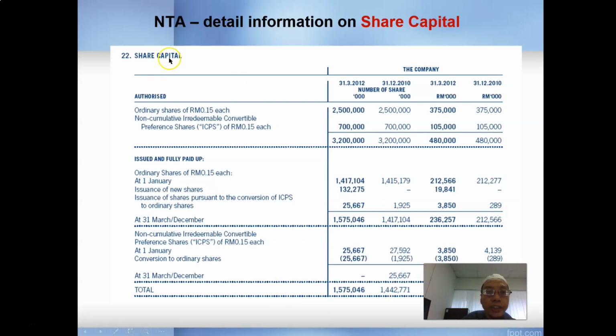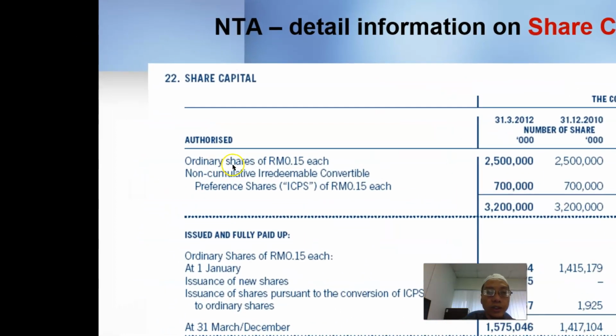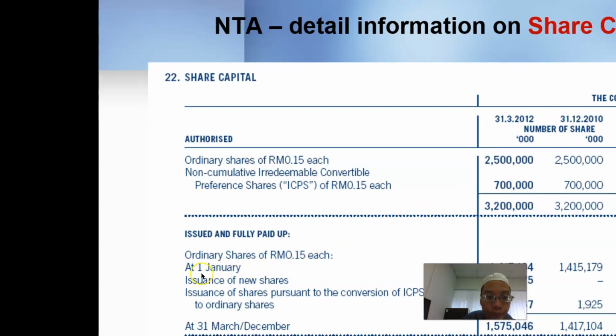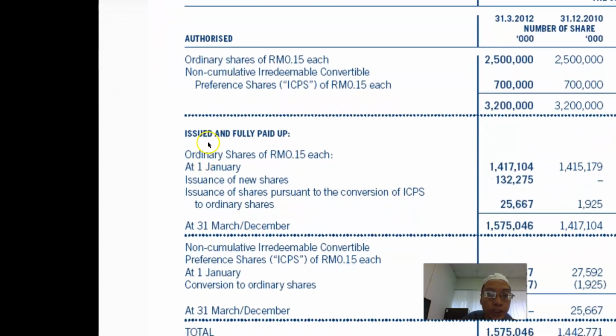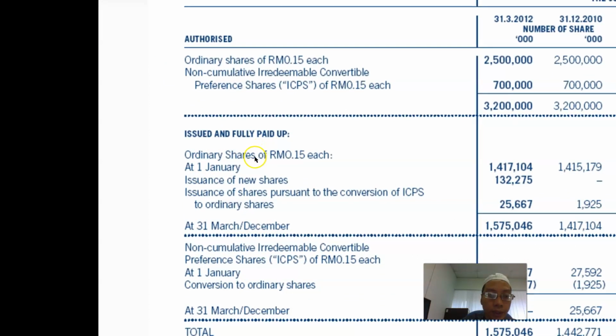Here is another detail that is being shown under the notes to the accounts. Here it is showing the share capital. What does the share capital consist of? It consists of the authorized ordinary shares, and it also consists of non-cumulative, irredeemable, convertible preference shares. And it even shows the par value of the shares, the market value of the shares, and it also shows the actual issued and fully paid up capital.